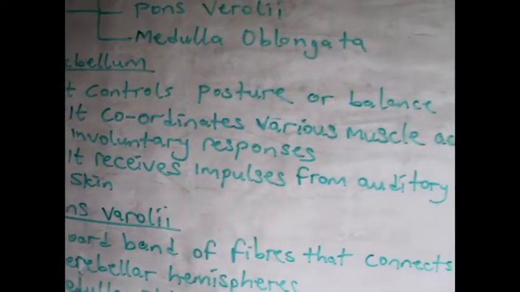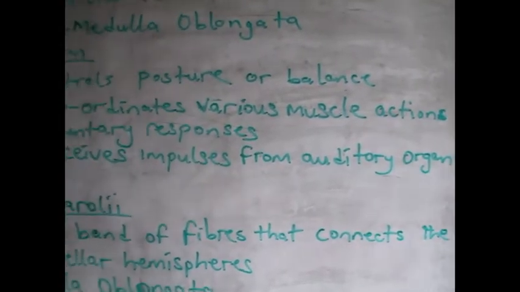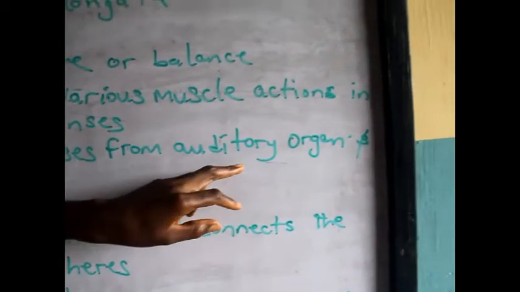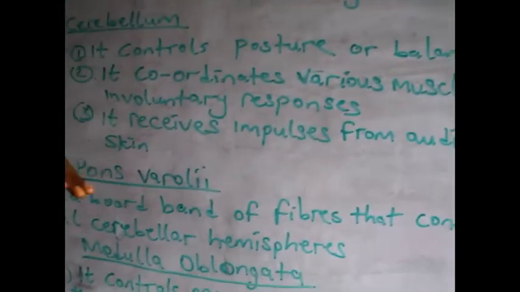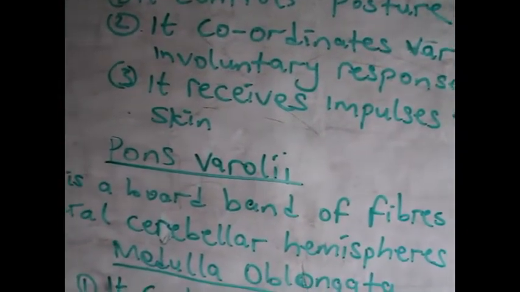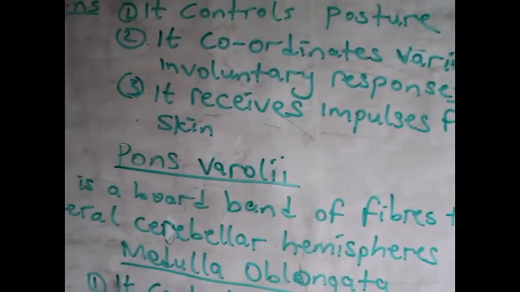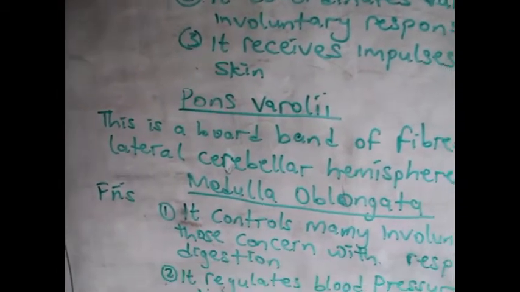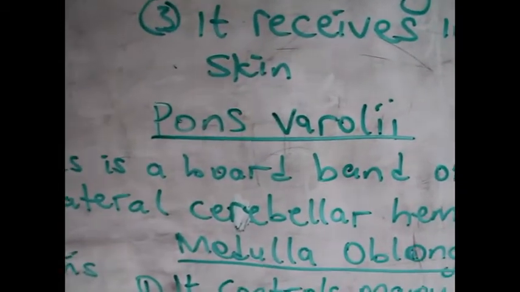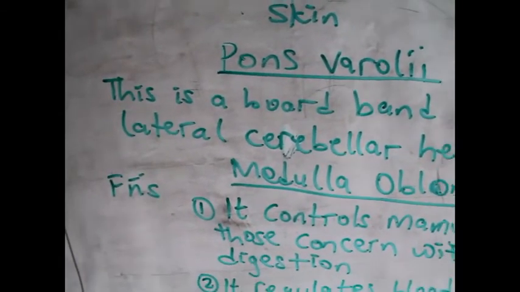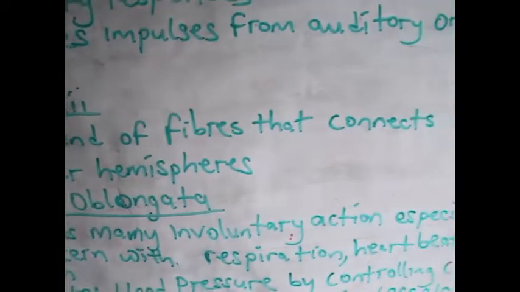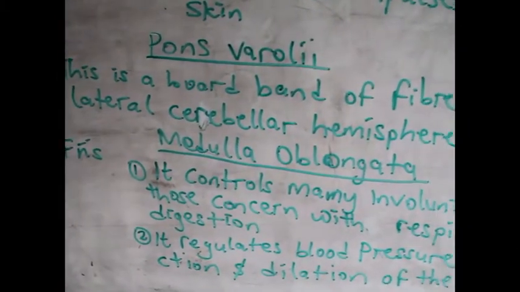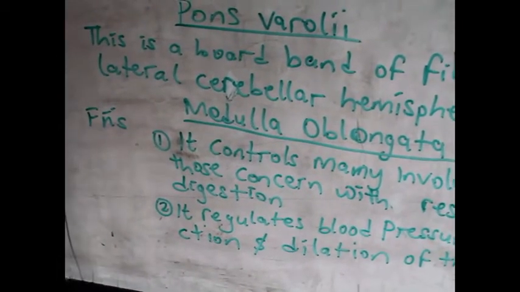Secondly, it coordinates various muscle actions in involuntary responses. Finally, it receives impulses from the auditory organ. The auditory organ is the ear. The ability for you to hear very well is being coordinated by the part of the brain called the cerebellum. Now let's look at the pons varolii. The pons varolii is a band of fibers that connects the lateral cerebellar hemispheres. I told you that the brain is divided into hemispheres. So this is part of the hemisphere, the pons varolii.